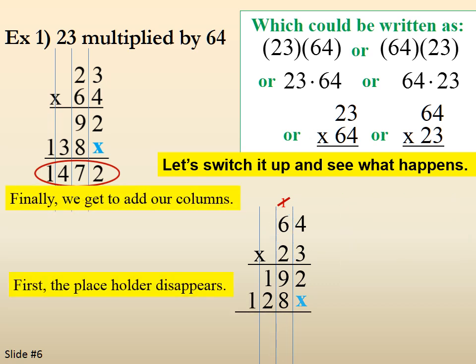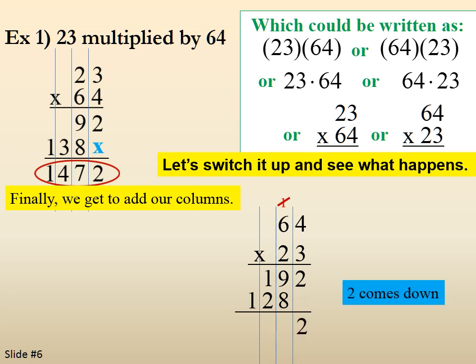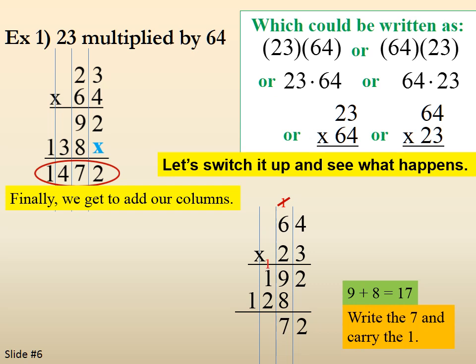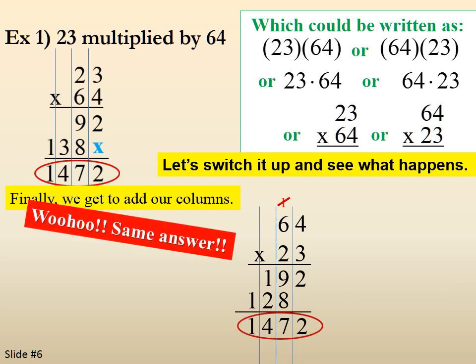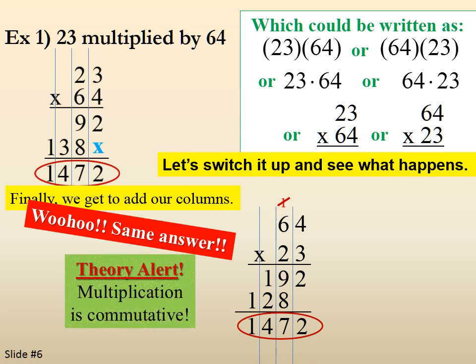And now we add. The placeholder is not really there. The 2 comes down. 9 plus 8 is 17. We write down the 7, carry the 1. 1 plus 2 plus 1 is 4. And the 1 comes down. Woohoo! Same answer. So it didn't matter which way we wrote it, 23 on top or 64 on top.